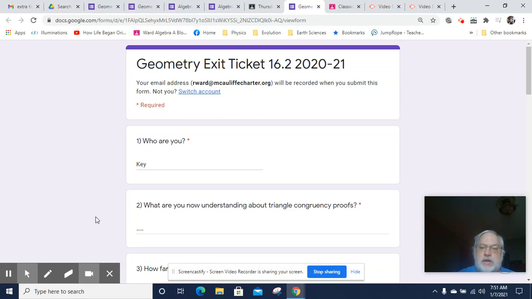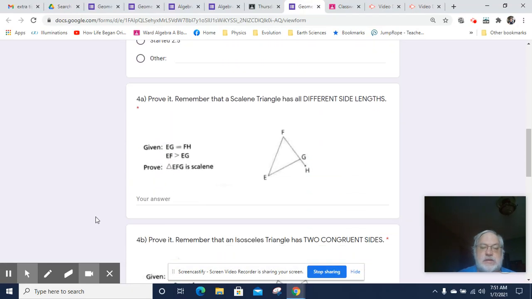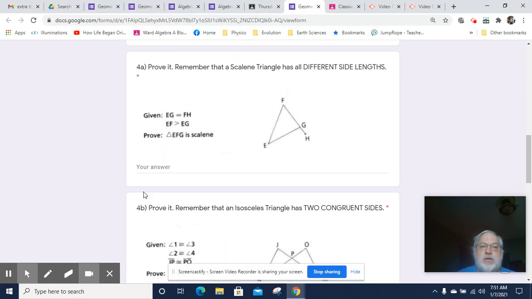Hi, I'm doing a video key for geometry exit ticket 16.2, and here are a couple of proofs you need to deal with. So remember that a scaling triangle has all different side lengths. So we've got EG equals FH. Okay, we know that, which we can now assume that FG is smaller than FH, and therefore it's smaller than EG.